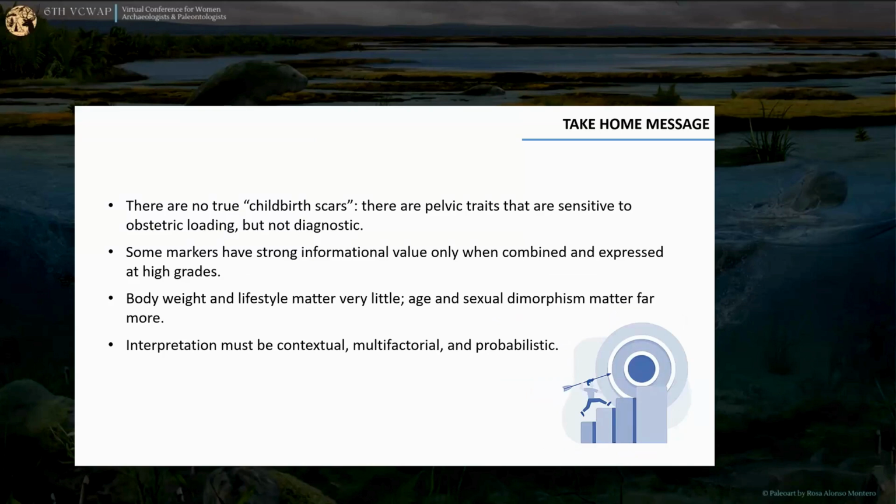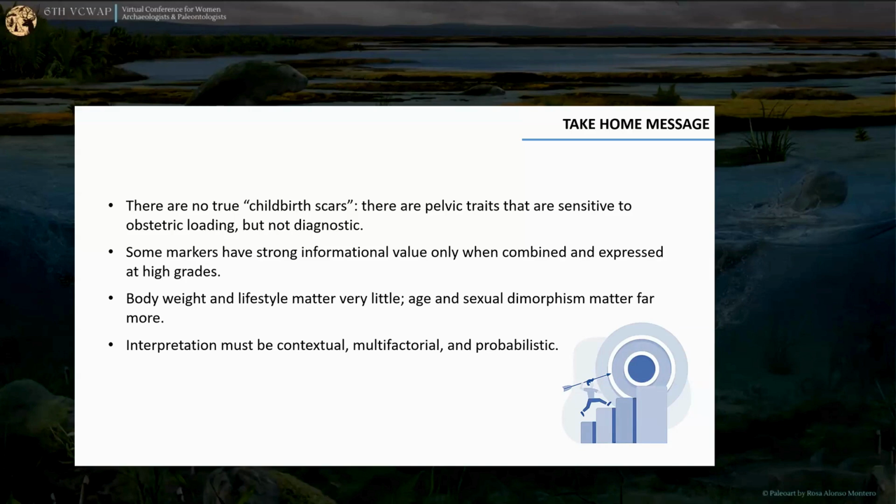There are pelvic traits that are sensitive to obstetric loading, but they are not diagnostic. Some markers have strong informational value only when we find them combined and expressed at high grades. So if you find more of them in the same individual, it's more probable that the individual had some birth or pregnancy in their life, but one by itself is not enough.